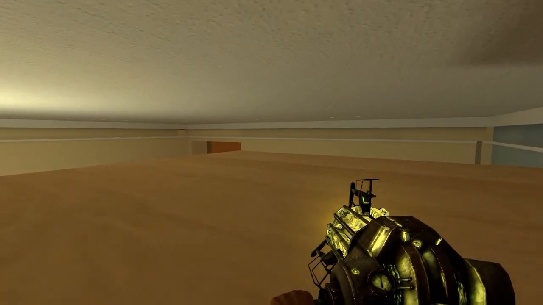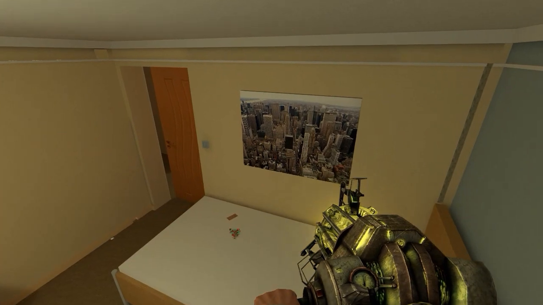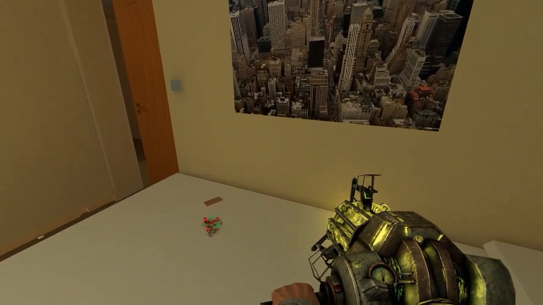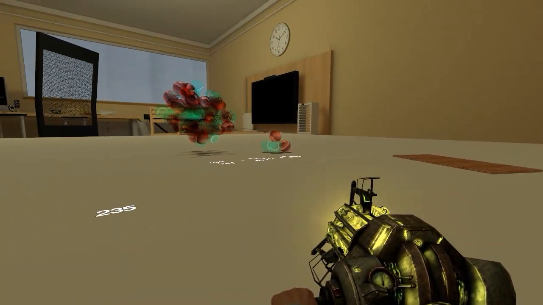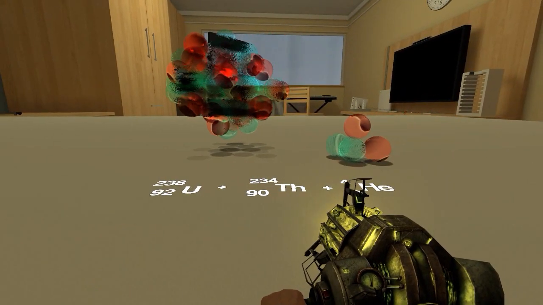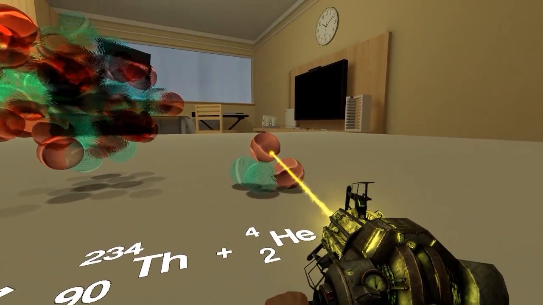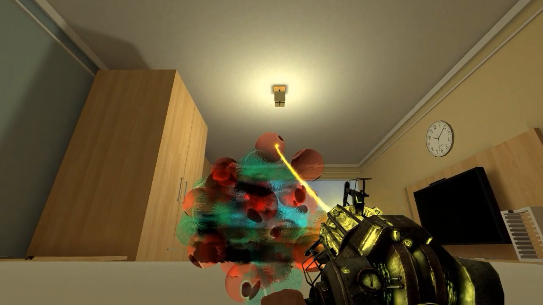So let's take a look at nuclear fission. That is breaking up heavy nuclei into smaller ones. So we've gone back to our uranium to thorium. I'm going to put that alpha particle back on.